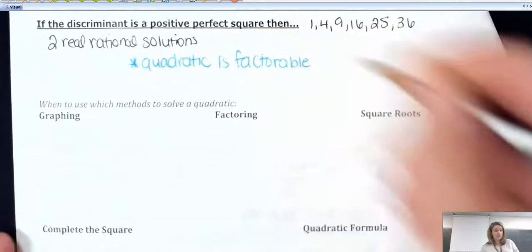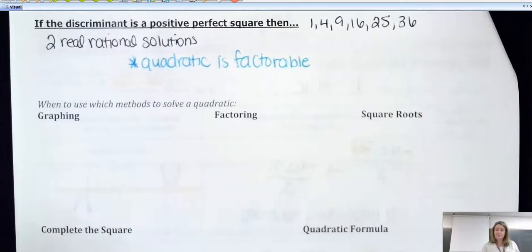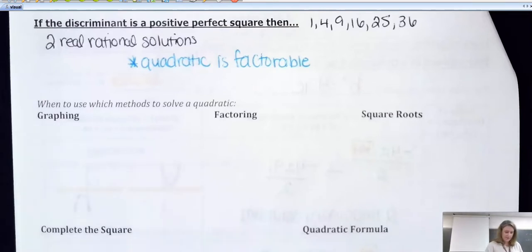And so if you wanted to solve the quadratic you have, if that's what you're working on, you would know that this would be something that you could factor. And what we're going to talk about below here are the different methods we've talked about for solving a quadratic and when it might be useful to use which one.